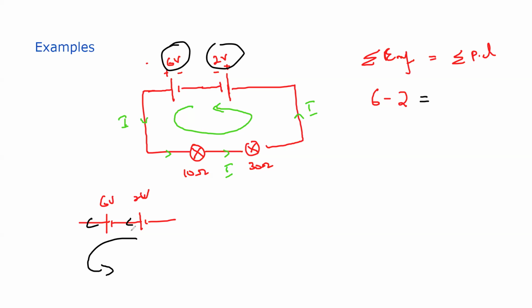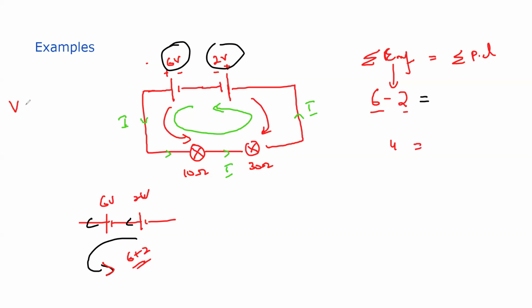If the two batteries are pushing the charges in the same direction, to get the total EMF we'll add them. But in a loop, if two or more supplies are trying to push the charges in opposite directions, we'll subtract to get the total EMF. So in this case, it will be 6 minus 2, so the total EMF will be 4. What about the total potential difference, or voltage?